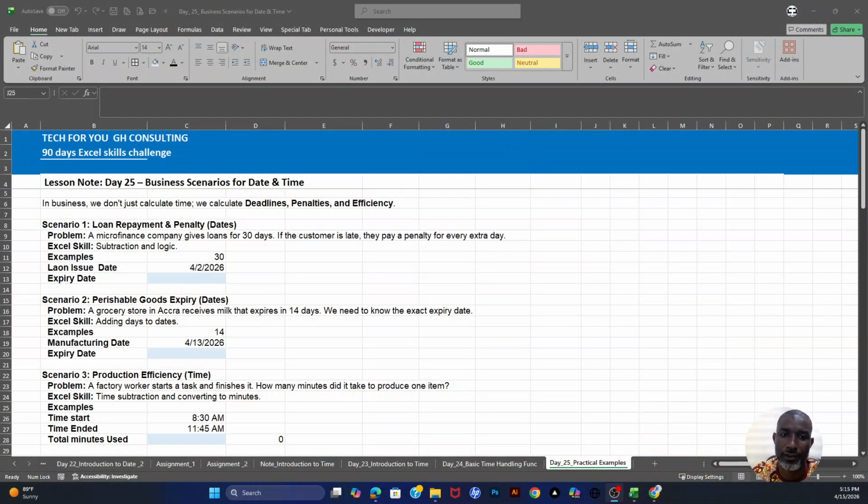I want you to please practice it, take the sheet and then work with me as we go through this practical exercise to build it up. Okay, so let's go in quick.